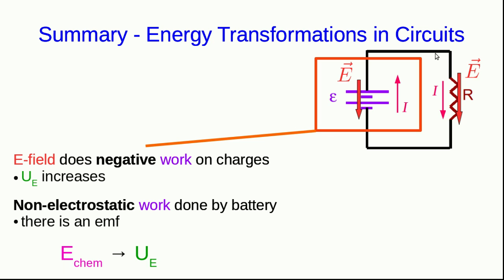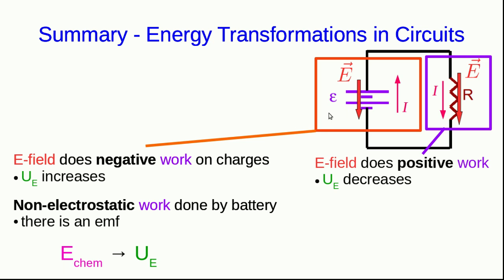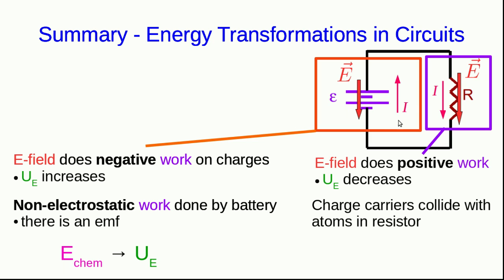Meanwhile, over in the resistor, the E field is pointing in the direction that the charges are moving because we're going from high potential to low. And so the E field is doing positive work. The system is losing electric potential energy here. And that is because charge carriers are colliding with atoms in the resistor. And so there's dissipation to thermal energy as those atoms now vibrate around. And so we're converting electric potential energy to thermal energy.